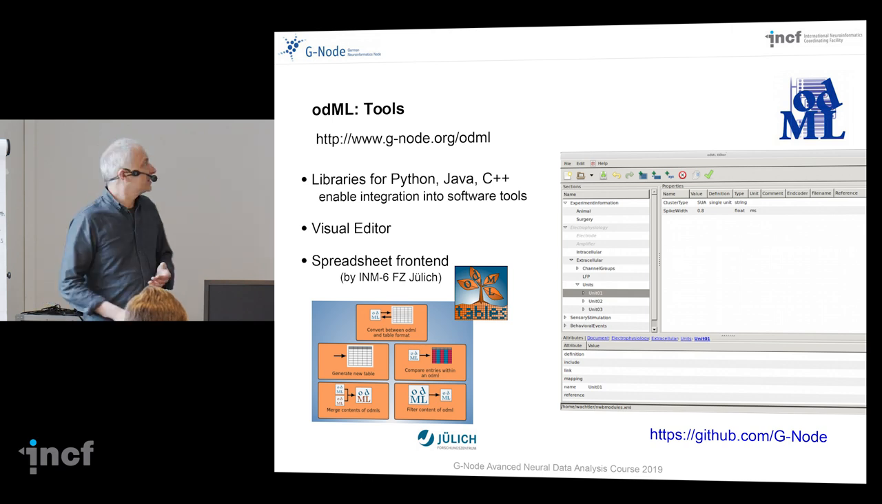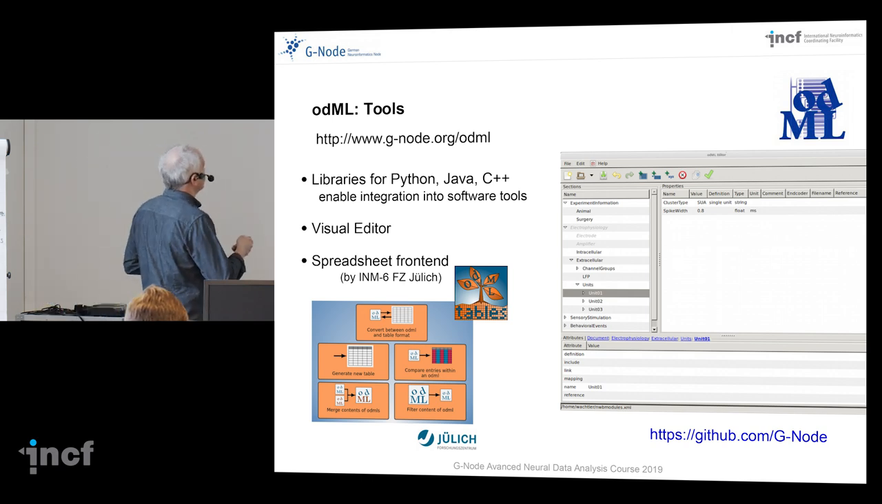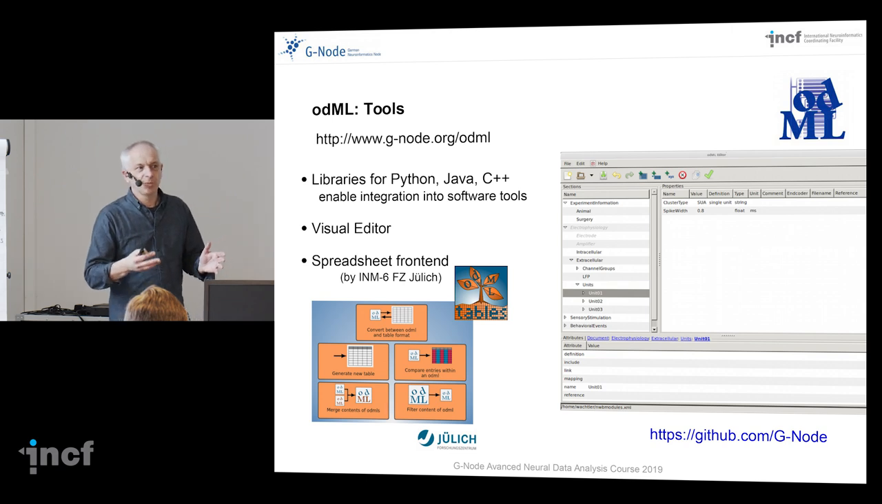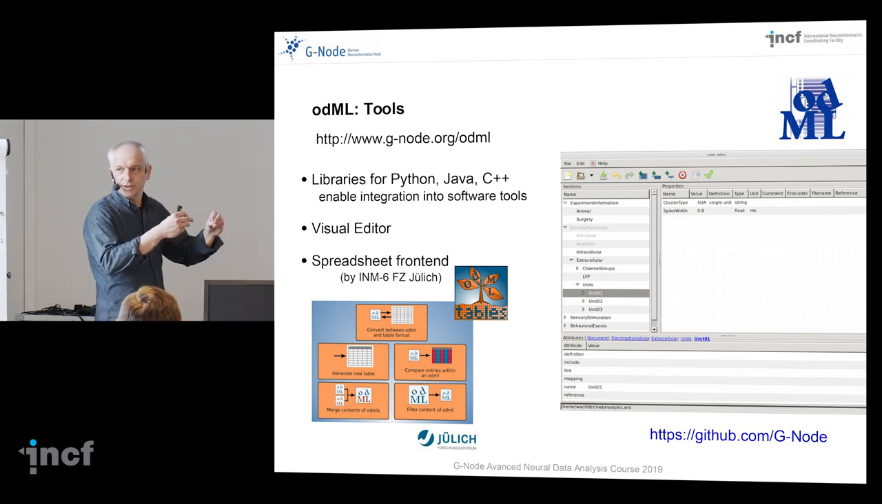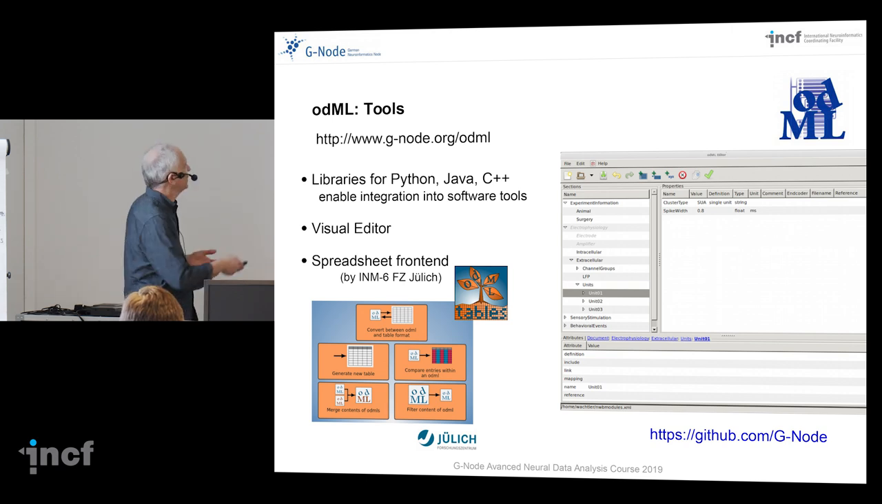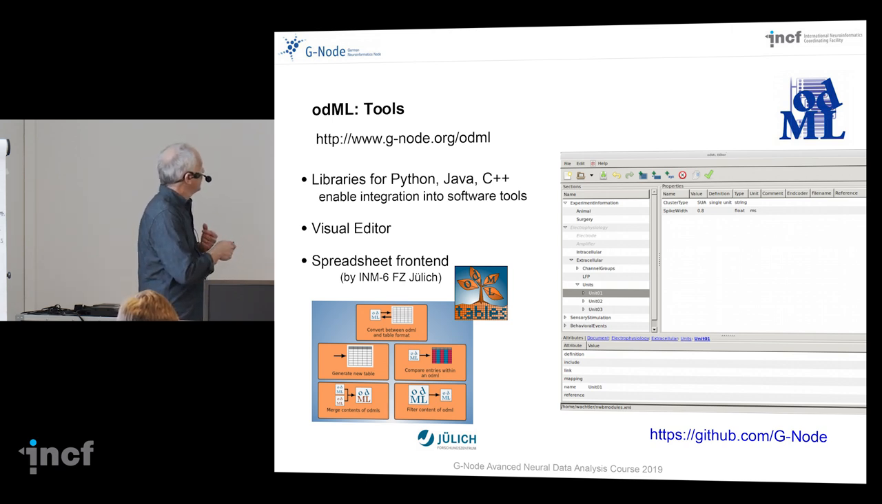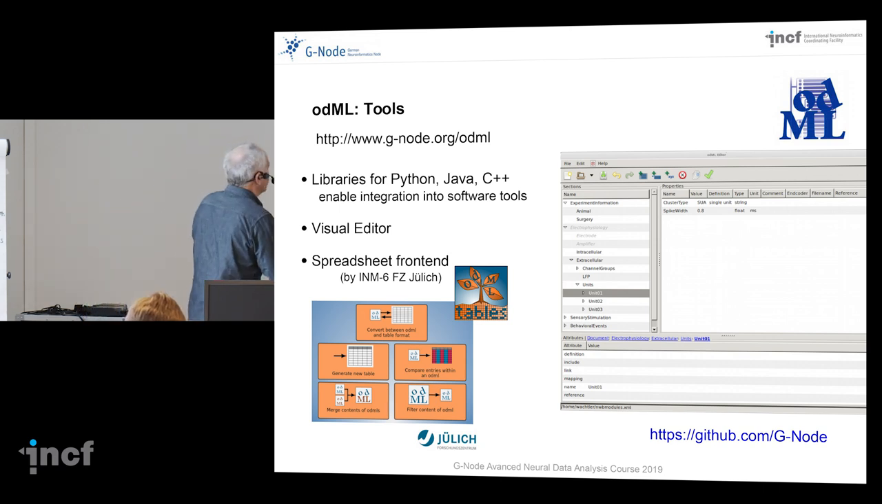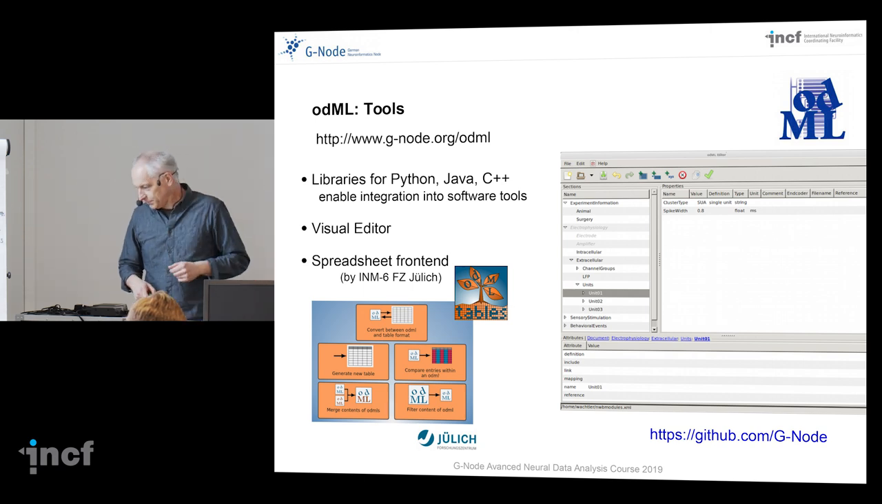And as I mentioned, there are several tools. There are different libraries for different languages. We have a visual editor where, once you have a file, for example, and you want to make additional changes or additions, you can do so manually. The idea behind AutoML is that a lot of metadata collection should happen automatically by scripts that collect the metadata from the different sources and bring them into a common format. But if you also want to make some edits manually, you can use a visual editor, or a very nice spreadsheet front end that turns the AutoML files into an Excel sheet, basically, where you can make edits, and then convert it back again to the AutoML file. This was written by people at the Forschungszentrum Jülich.